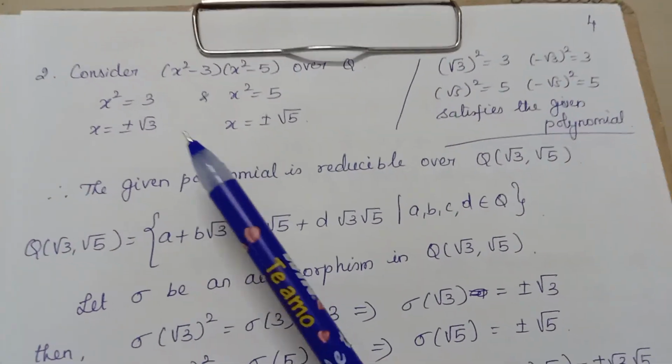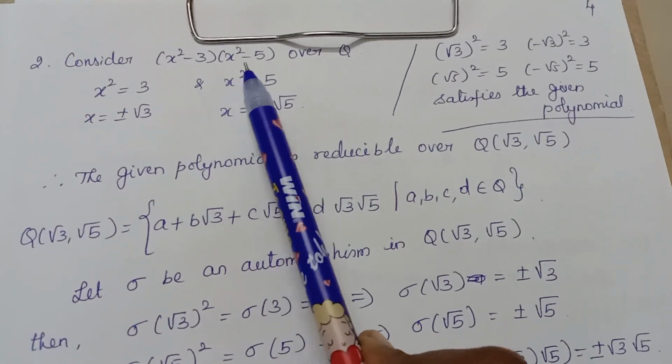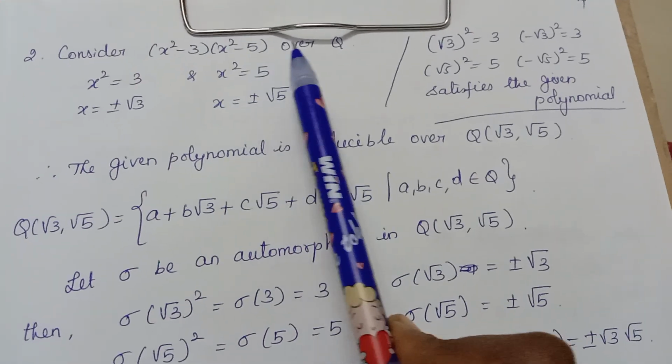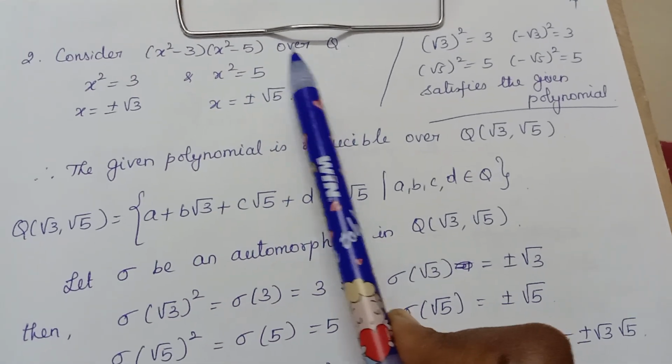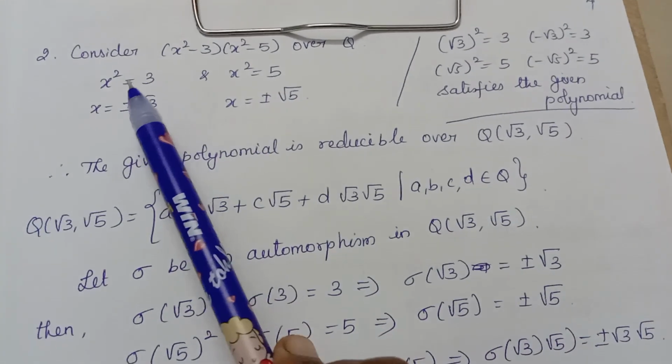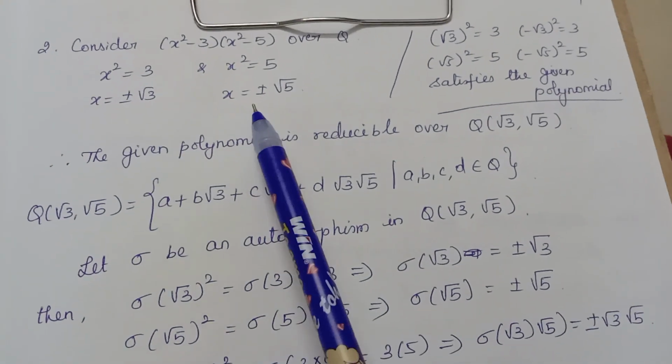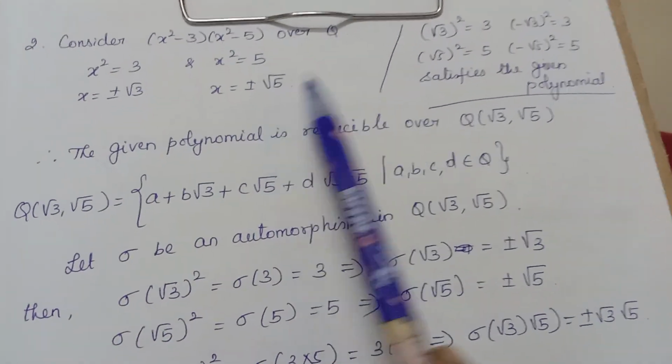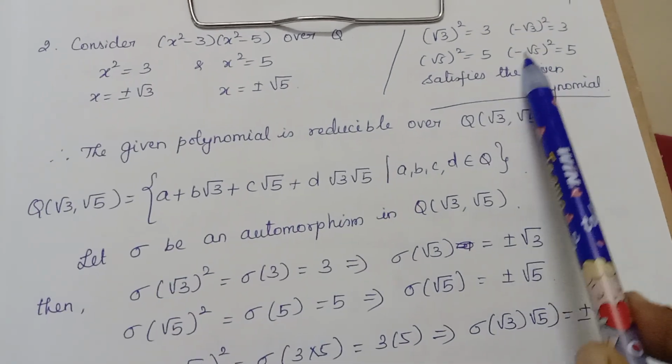See, this is another problem. x square minus 3 into x square minus 5. This is a polynomial over Q of degree 4, isn't it? So, if you factorize these terms, what will you get? x equal to plus or minus root 3 and x equal to plus or minus root 5. So, these are the roots which have this property.